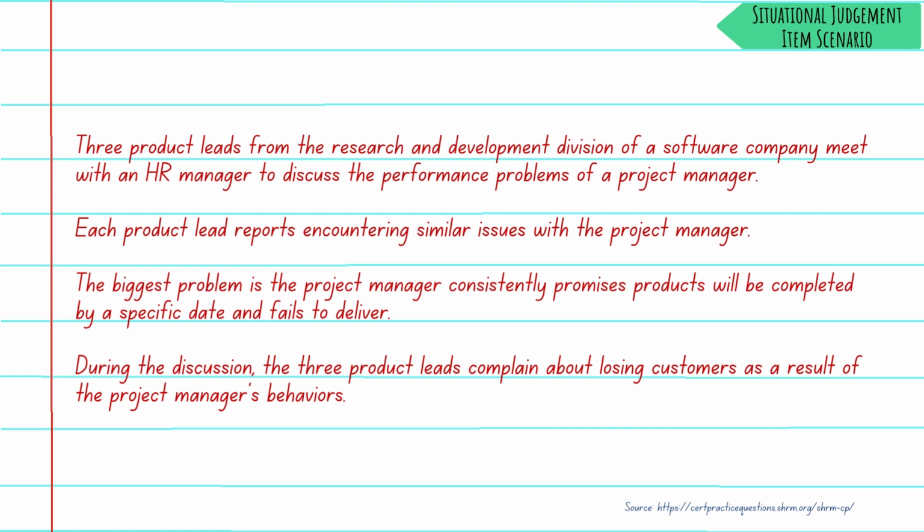3 product leads from the Research and Development Division of a software company meet with an HR manager to discuss the performance problems of a project manager. Each product lead reports encountering similar issues with the project manager. The biggest problem is the project manager consistently promises products will be completed by a specific date and fails to deliver. During the discussion, the 3 product leads complain about losing customers as a result of the project manager's behaviors.